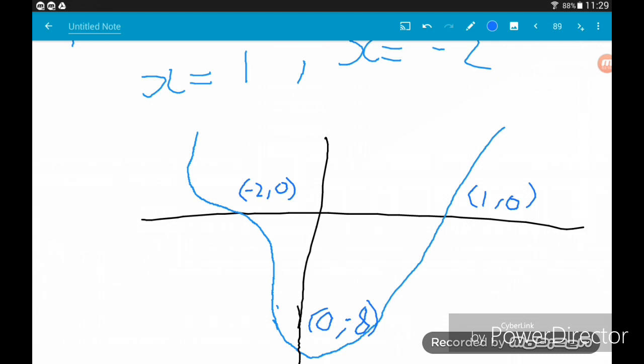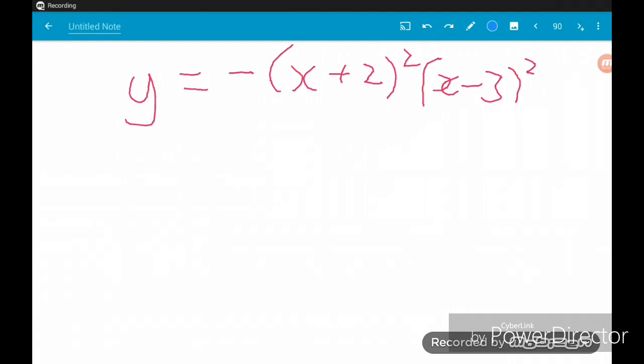Okay, next up we have y equals minus x plus 2 squared times x minus 3 squared. So we've got 2 double repeated roots here. So what happens at a double root is the graph touches the x-axis but does not cross it. We also have to be very careful here because we have a minus at the start. So let's talk about the y-intercept first of all.